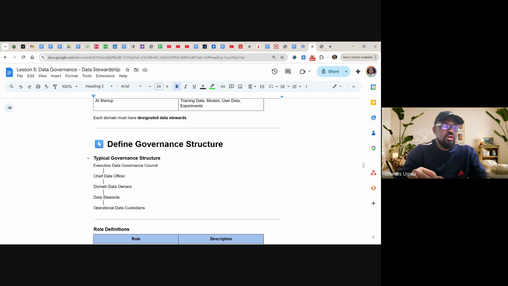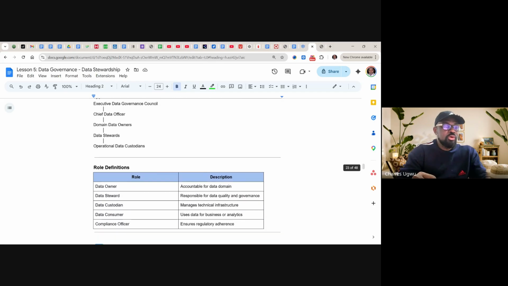And define governance structure. Under governance structure hierarchy, we see a typical governance structure here. Number one is the executive council, which we already mentioned. And then we have the chief data officer. And then we have the domain data owner, that's the data owner. And we have the data steward. And then we have the operational data custodian.